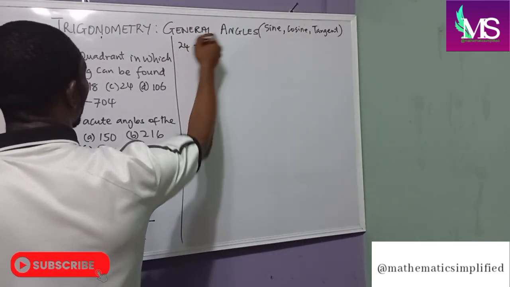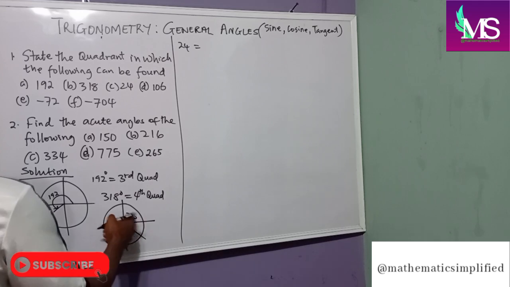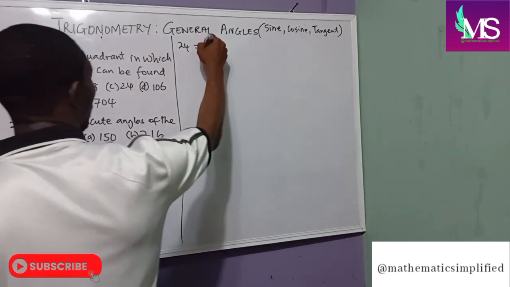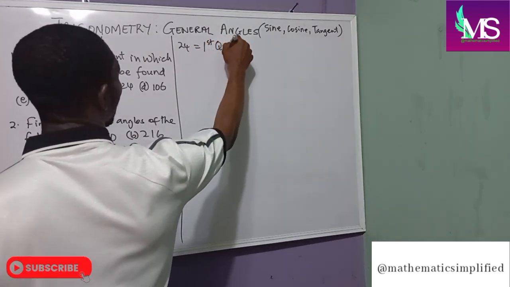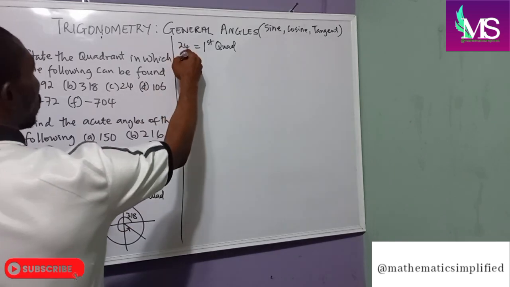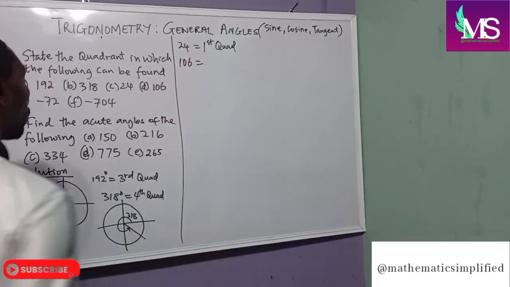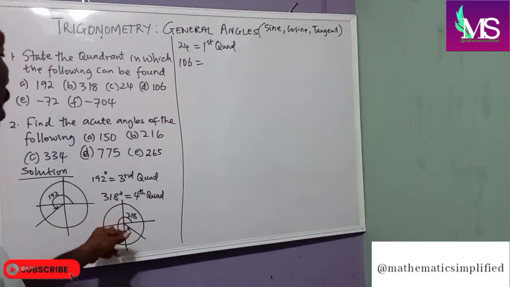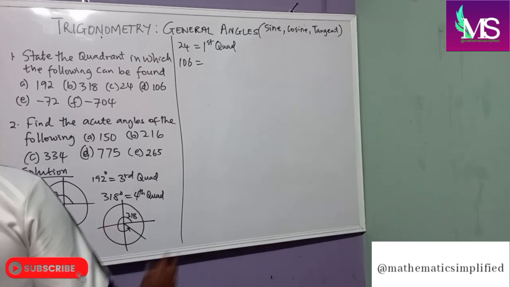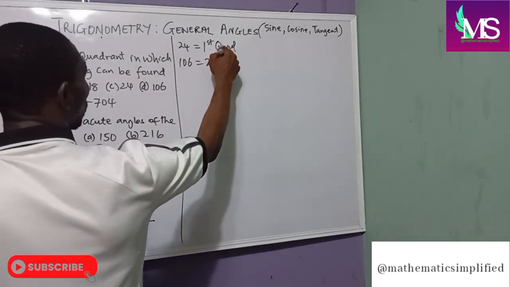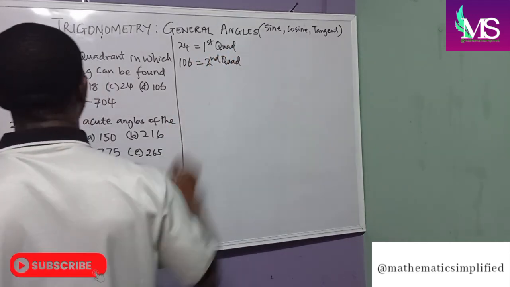24 is found in which quadrant? We all know that 24 is less than 90 degrees, so it will be found in the first quadrant. And looking at 106, 106 is greater than 90 but less than 180, so it will be found in the second quadrant.